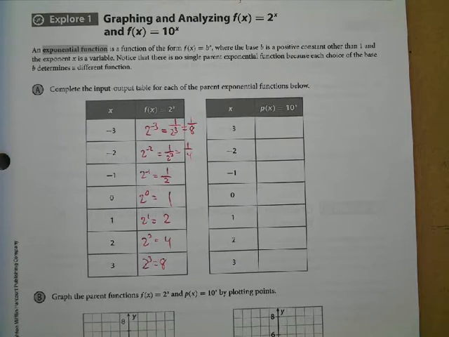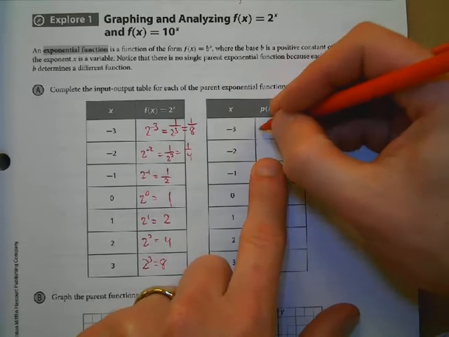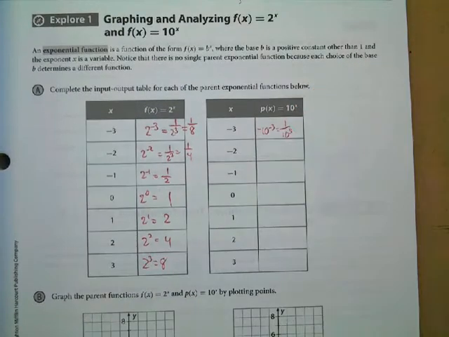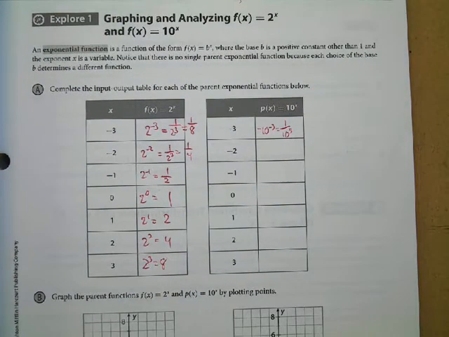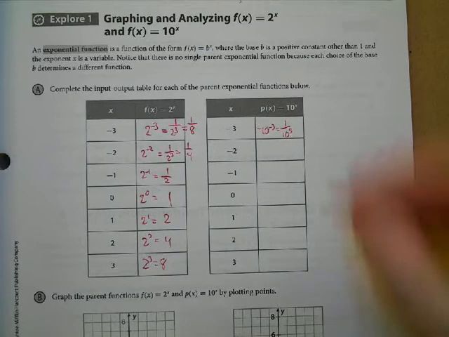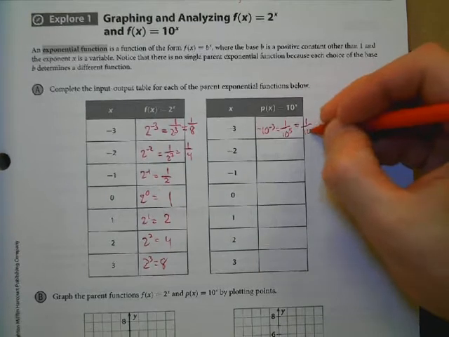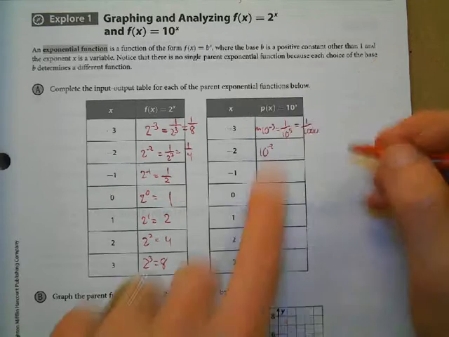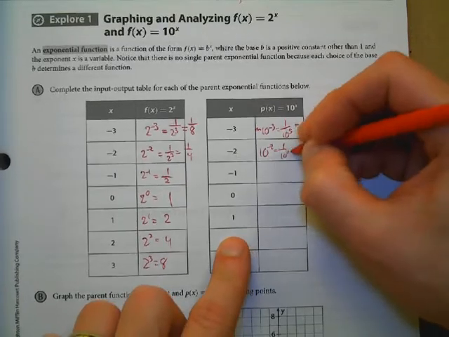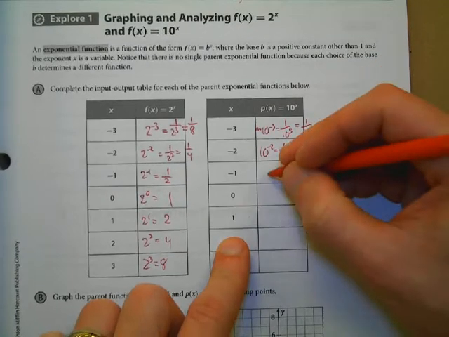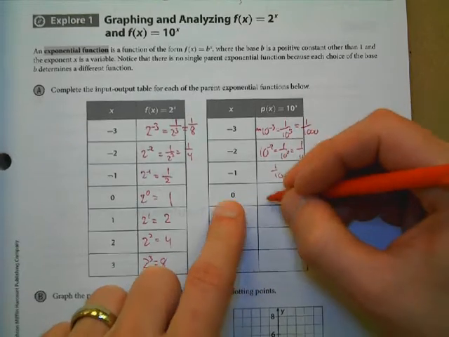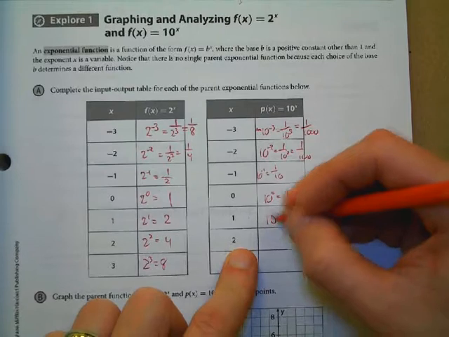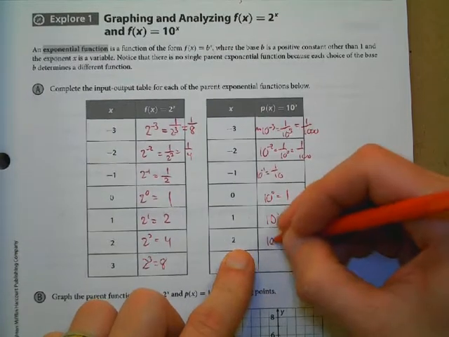So 10 to the negative 3 is 1 over 10 to the positive 3, which is 10 times 10 times 10, you just keep adding zeros, and you get 1/1000th. And then 10 to the negative 2, 1 over 10 squared, which is 1/100th. And then 10 to the negative 1 is 1/10th. And then 10 to the 0 is 1. 10 to the 1 is 10. 10 to the 2 is 100. And 10 to the third is 1000.